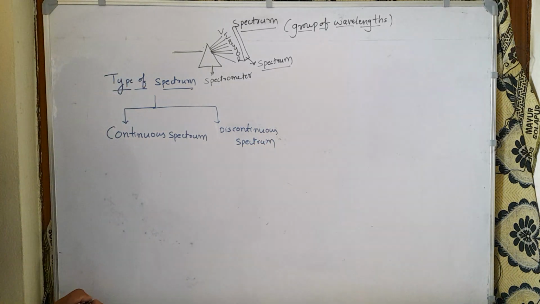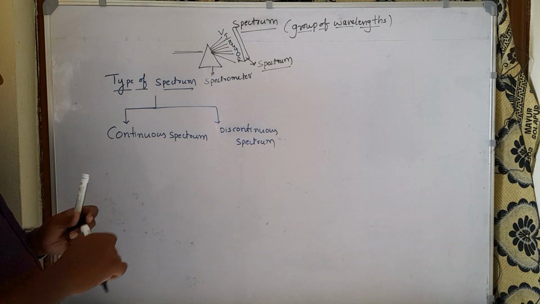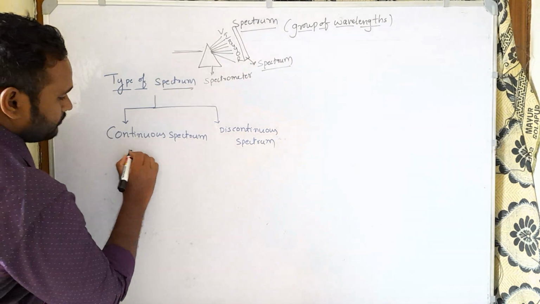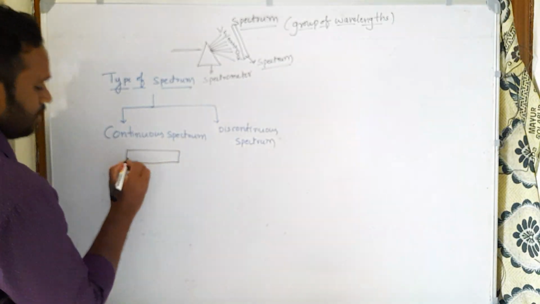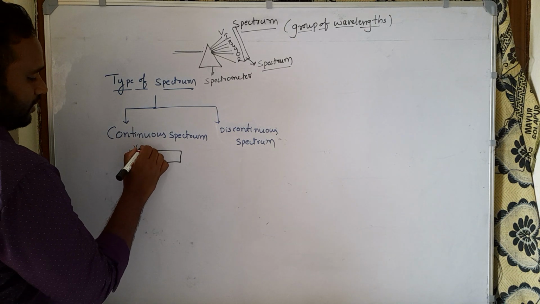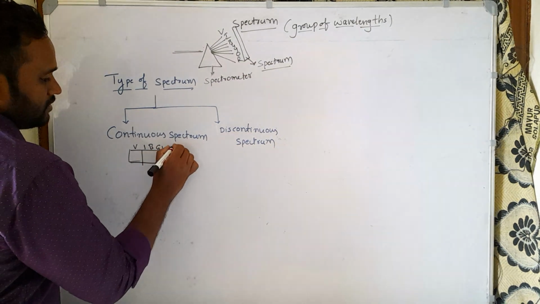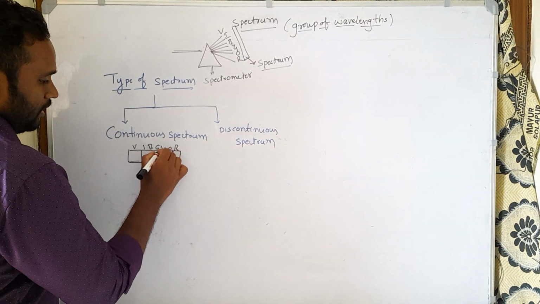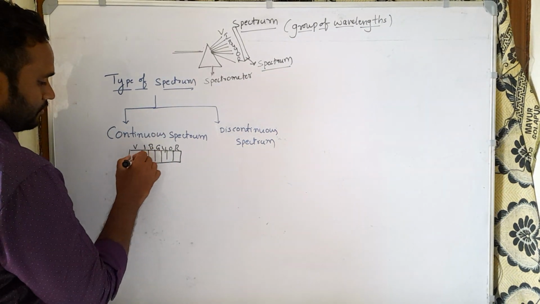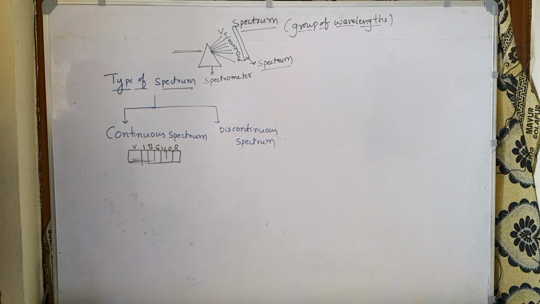So what is a continuous spectrum? Continuous spectrum is nothing but one color merges on another color, merging of one color on another color: violet, indigo, blue, green, yellow, orange, red. Like in the rainbow, one color merges on another color, that is called continuous spectrum.